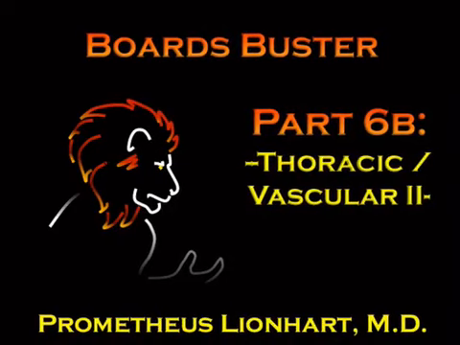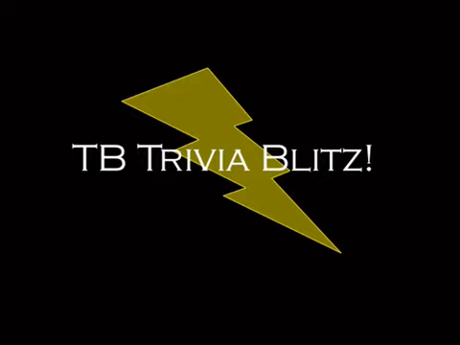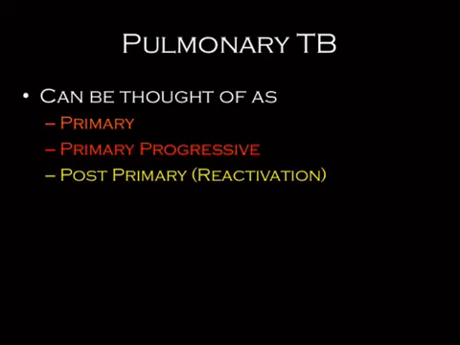So this is part 2 of our chest and vascular lecture series. And I wanted to start off by talking about TB because it's a high-yield topic. It's just sort of reviewing the vocabulary words and then touching on some of the trivia that I think is testable. So TB can be basically thought of as 3 different categories or flavors: primary, primary progressive, or post-primary, which some people will call reactivation.